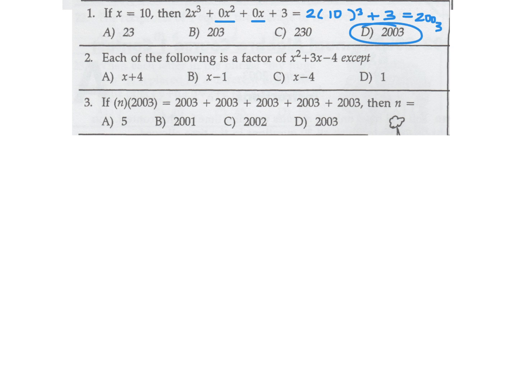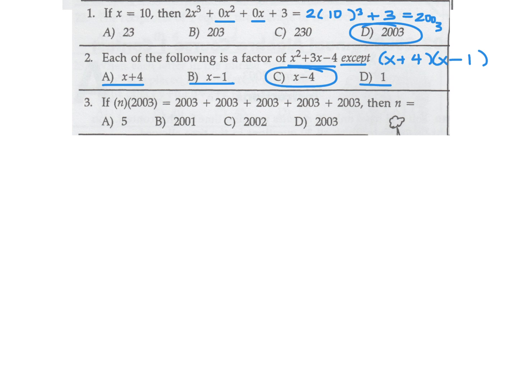Each of the following is a factor of... Okay, so we're going to factor this, and that factors into x plus 4 and x minus 1, positive, negative. Okay, so x plus 4 is a factor. So they're looking for the one that's not. So that is a factor. That is a factor. And 1 is always a factor. So I guess the one that's not is the x minus 4.